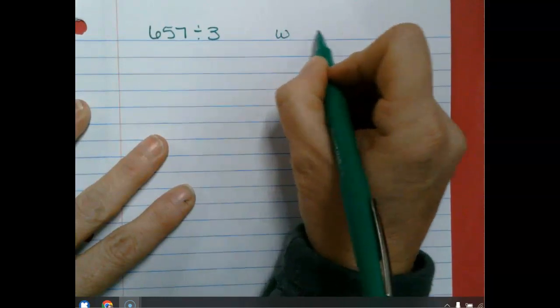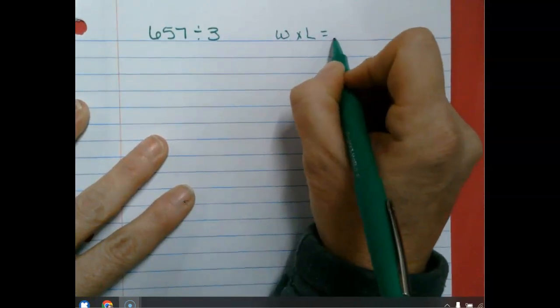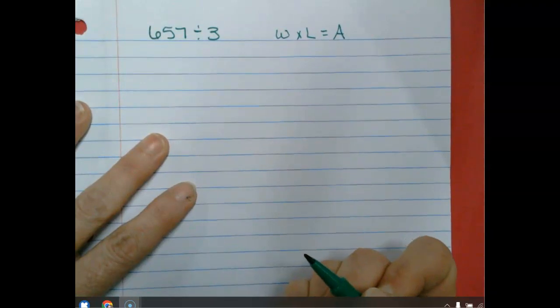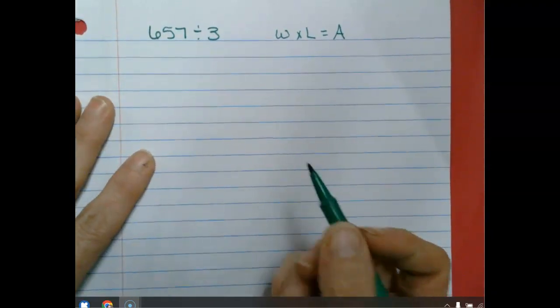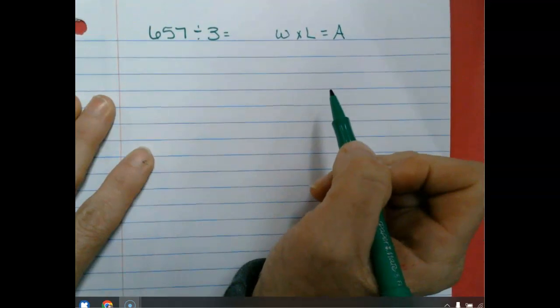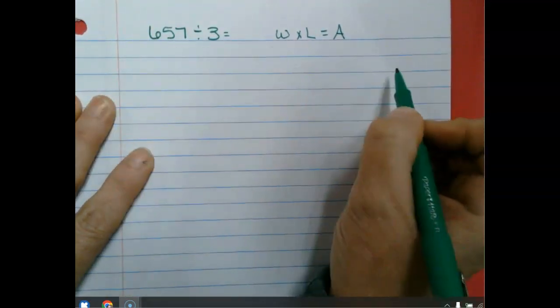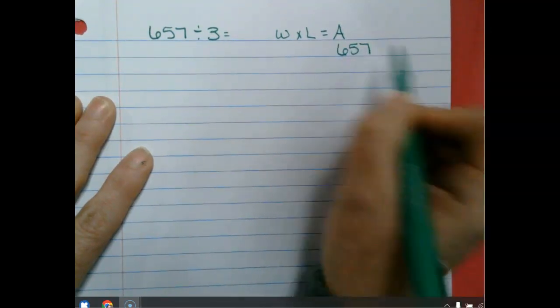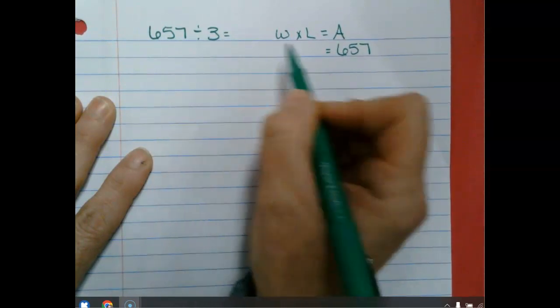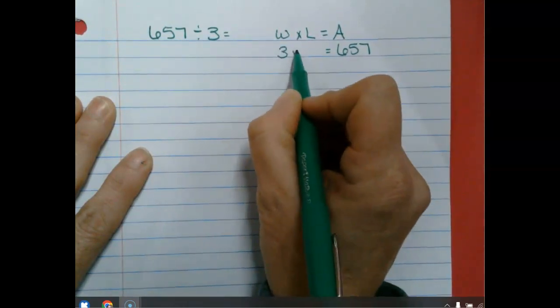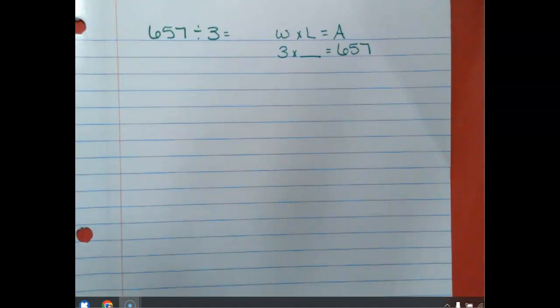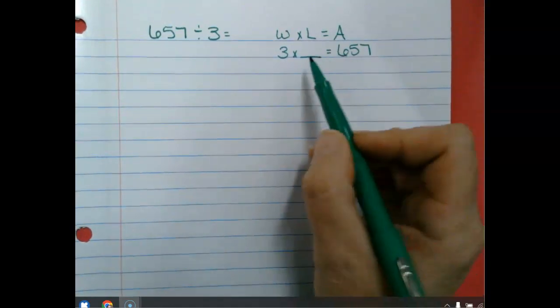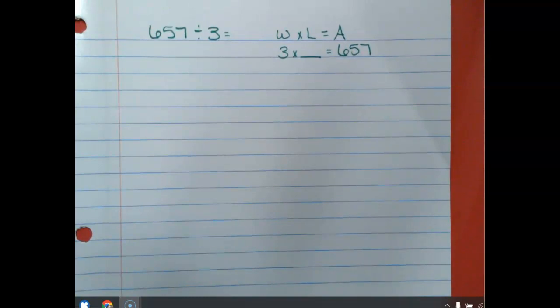Now, I want you to think about when we have talked about area, we know that our formula for area is width times length is going to equal the area, right? So I want you to think about this as an area problem, okay? My area is my total, right? So my area is going to be my 657. And my width is going to be 3. I need to know what my length is to be able to multiply times 3 to get the 657.